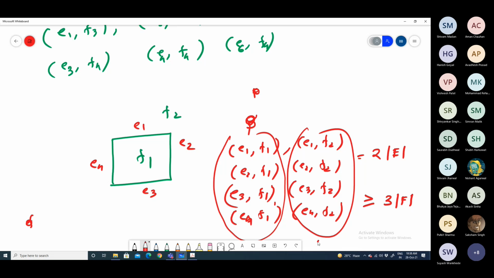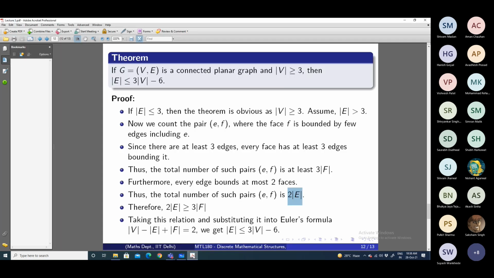Because this number is actually 4 times mod F, and that is bigger than or equal to 3 mod F. Is that fine? That counting is always bigger than or equal to 3 times mod of F, or 3 times cardinality of F. So this pair is at least 3 times cardinality of F, and that is 2 times E. So therefore, we always have 2E bigger than or equal to 3 times this.